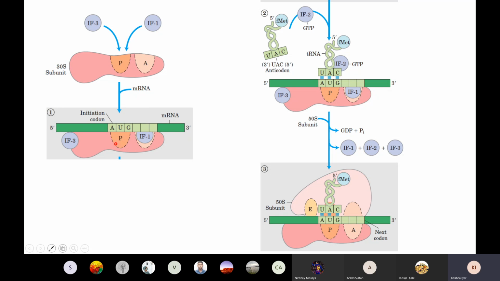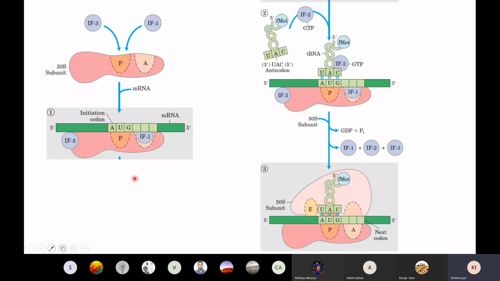So now I have initiation factor 1 at the A site, and the AUG of the mRNA placed where the P site is. Initiation factor 3's job is merely to make sure that the 30S and the 50S don't come together before all of these things occur. It doesn't allow the 50S subunit to come anywhere near until everything is ready for it.